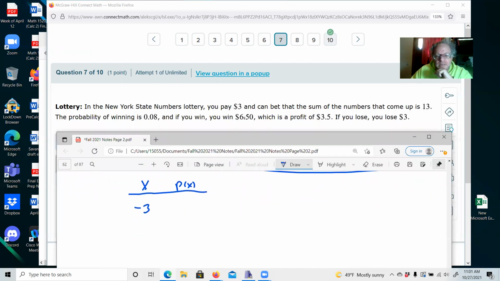And we have a profit of 3.5 if we win. Okay, so this is a loss. This is a win. Okay, what's the probability of winning? 0.08.